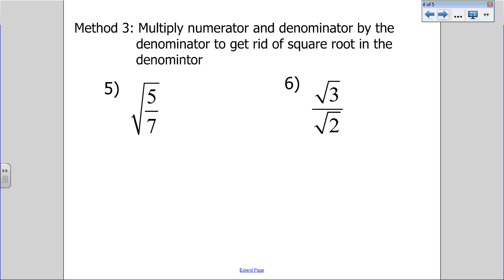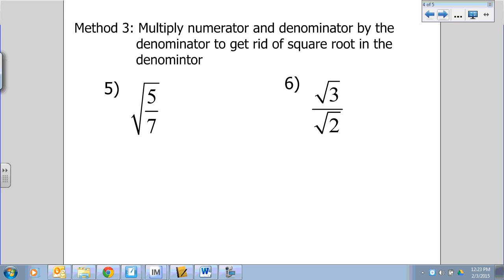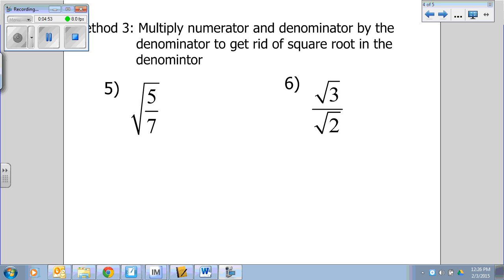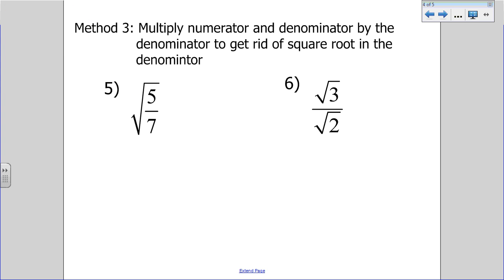All right, let's take a look at our last method. So if you notice, the last couple of things we've done have been pretty easy, pretty pain-free. It's just been some division, some square rooting. Now this third method is what we're going to actually use when neither one of those options is available. So if we take a look, we have square root of 5 over 7.